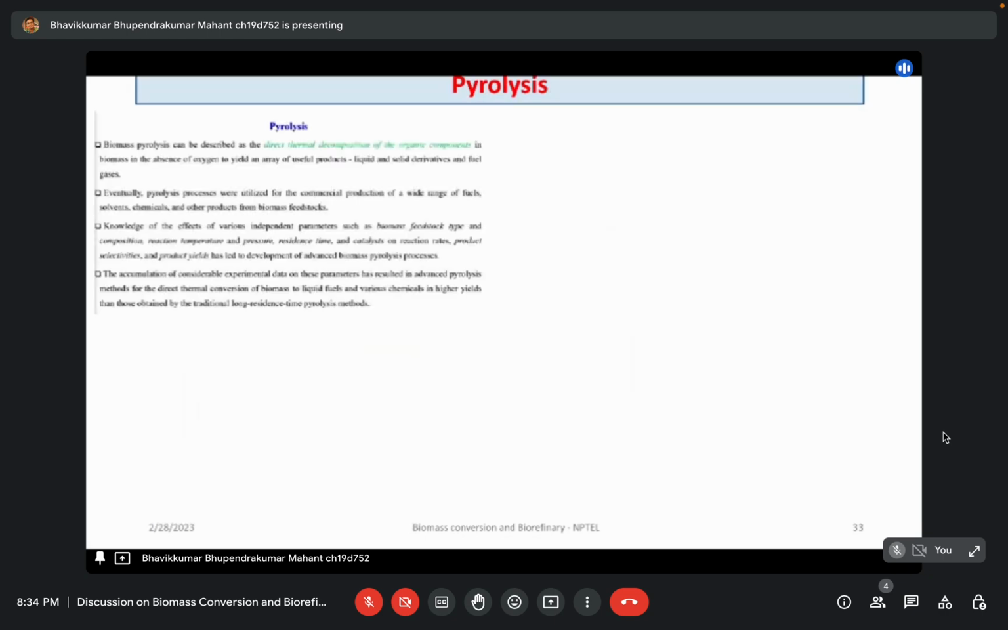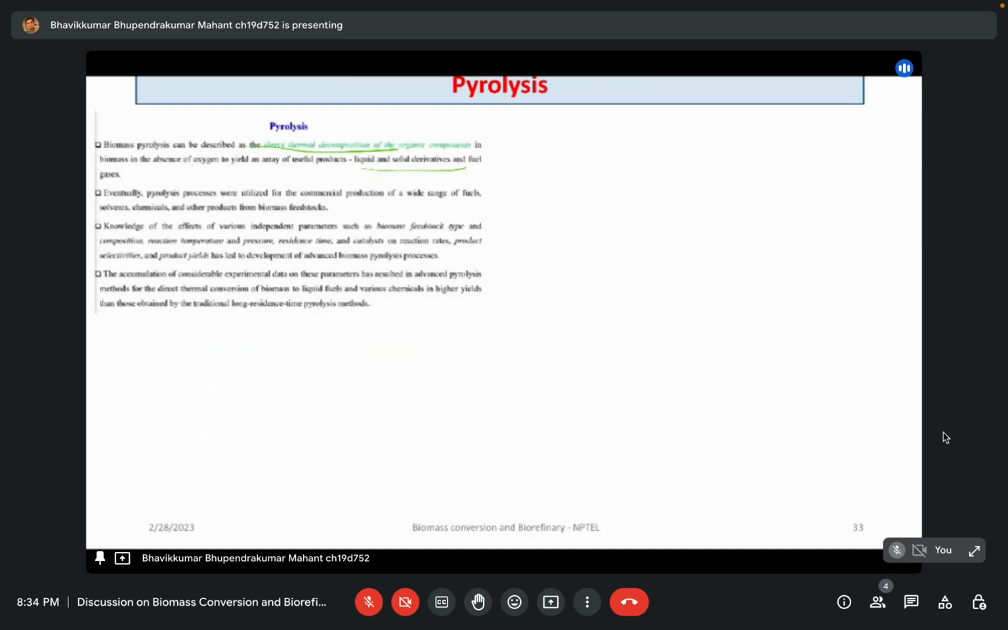Pyrolysis is the direct thermal decomposition of organic components in the absence of oxygen. In that, oxygen is not provided. It is thermal decomposition of organic compounds, most of the time into charcoal. But it yields many different kinds of useful products, not only charcoal but liquid and solid derivatives. Eventually, pyrolysis processes were utilized for the commercial production of a wide range of fuels, solvents, and chemicals. So this is mainly used for different products, chemical production also.